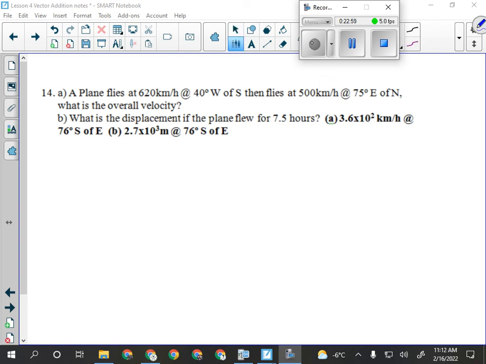Okay, let's look at our diagram here. So our first one is 40 degrees west of south. So I'm going to draw a reference line that's south. I'm going to go 40 degrees west of that.